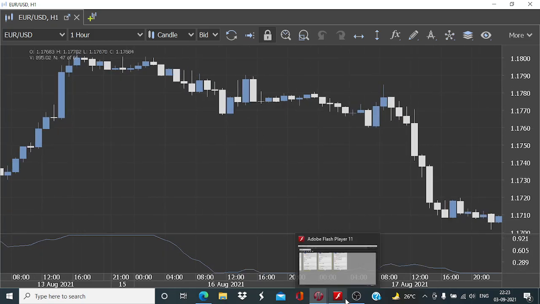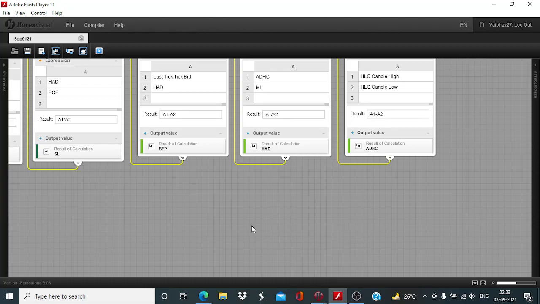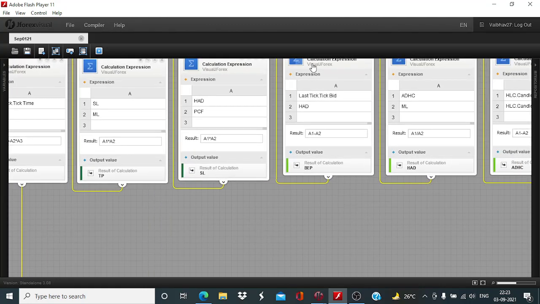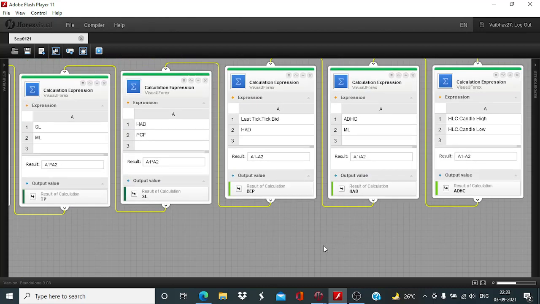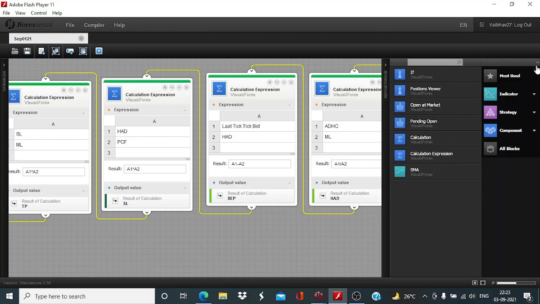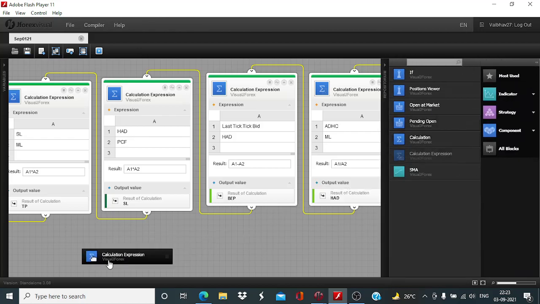So we have to define this structure now using the if blocks and one calculation for the placing of order of the sale trade. So let me first define the sell execution price.